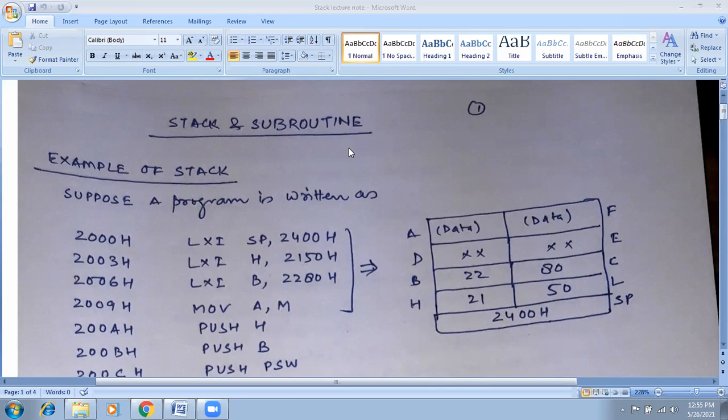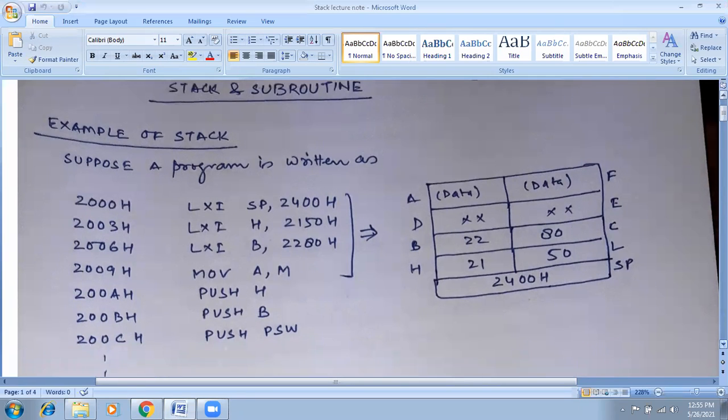Now, since we are discussing the stack, going ahead with an example of how the stack will be used. Suppose we have a program written at a certain memory location, say 2000, and at that memory location an instruction has been written: LXI SP 2400. With this example we want to show how the stack is operated, so it is necessary that the stack pointer must be initialized by an address. Suppose here it is 2400. So it means 2400 will be stored in the stack pointer.